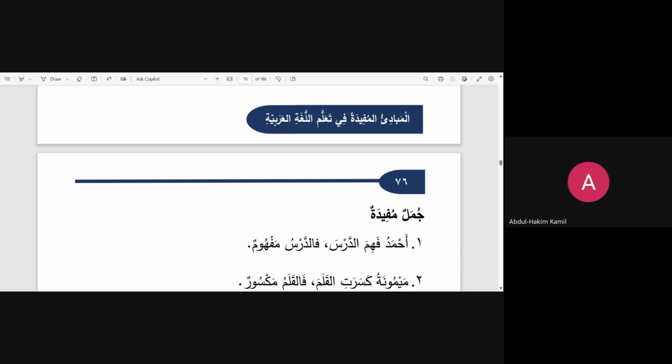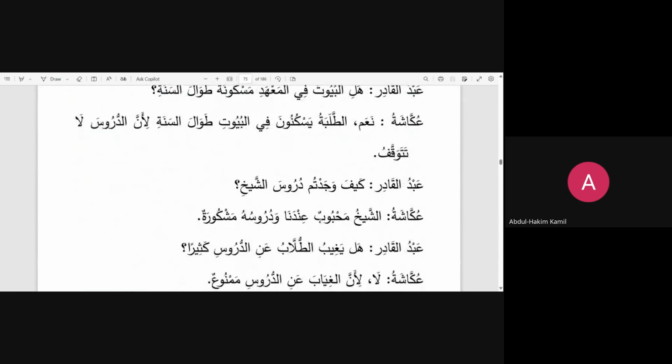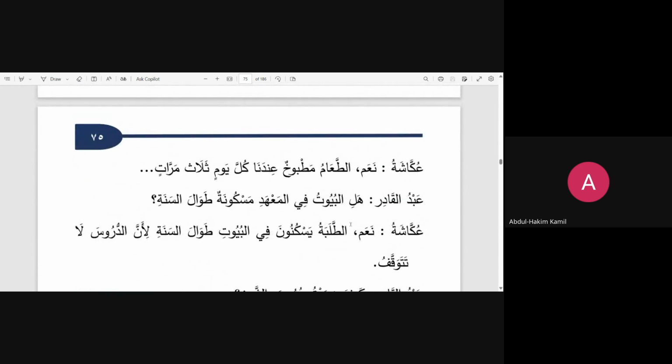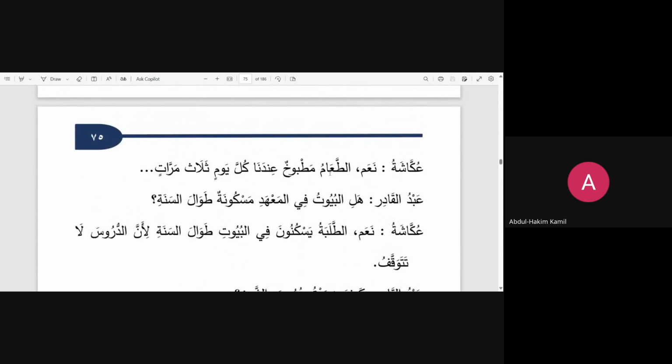I didn't see the one on page number 75. Hold on. Go to page number 75. You have mashkurun. We have mahbub. Page number 75, it's all over the place. At-ta'amu matbukhun, that's the first one. Maskunatun, that's the second one. Then we have wajada ash-shay'a mahbuban wa mashkuratan. Al-ghiyabu mamnu'un. I'm going to go back and make it red, but they're all any place where you see maf'ul.